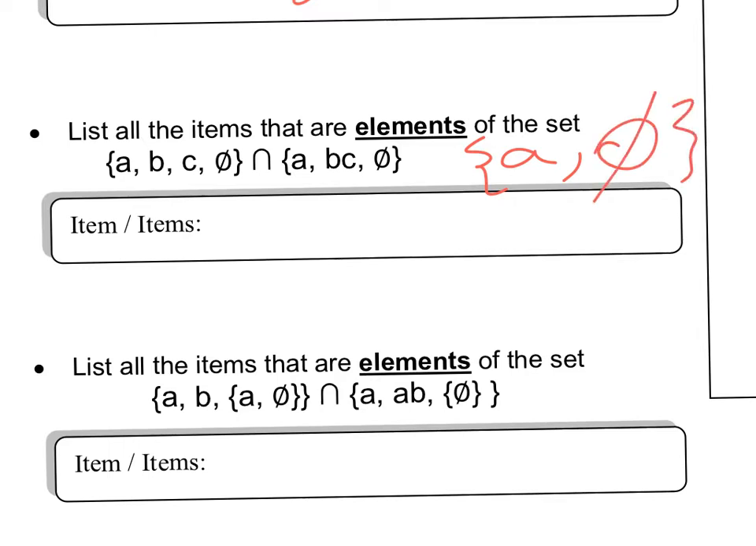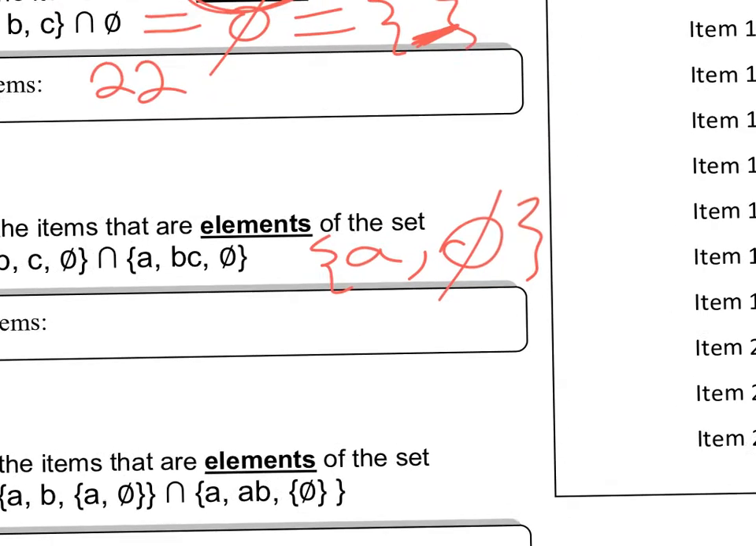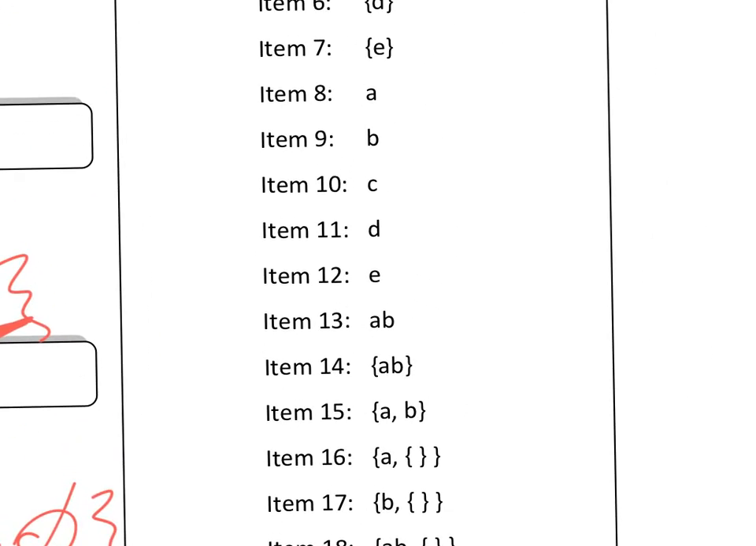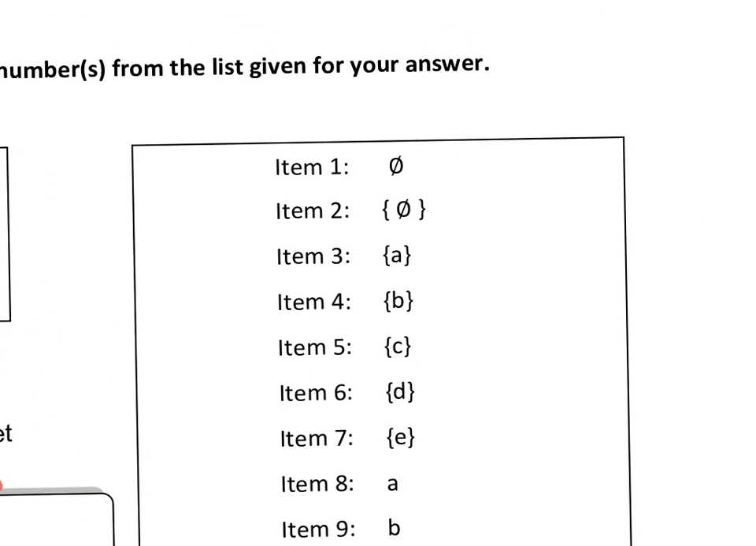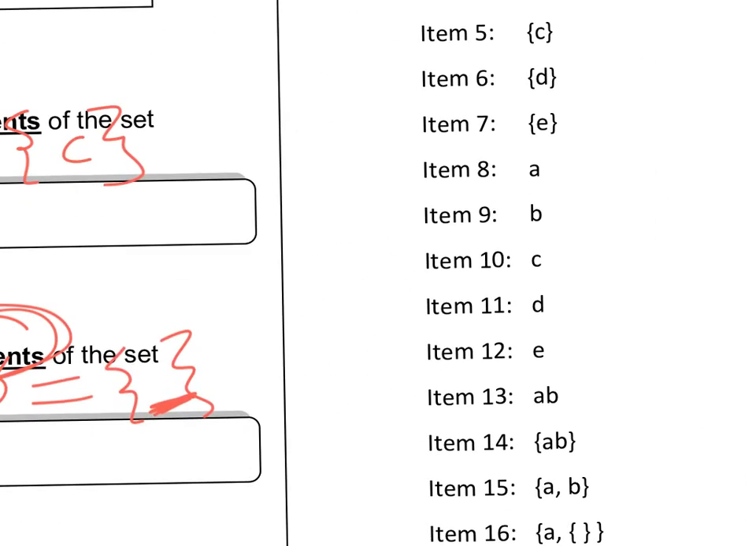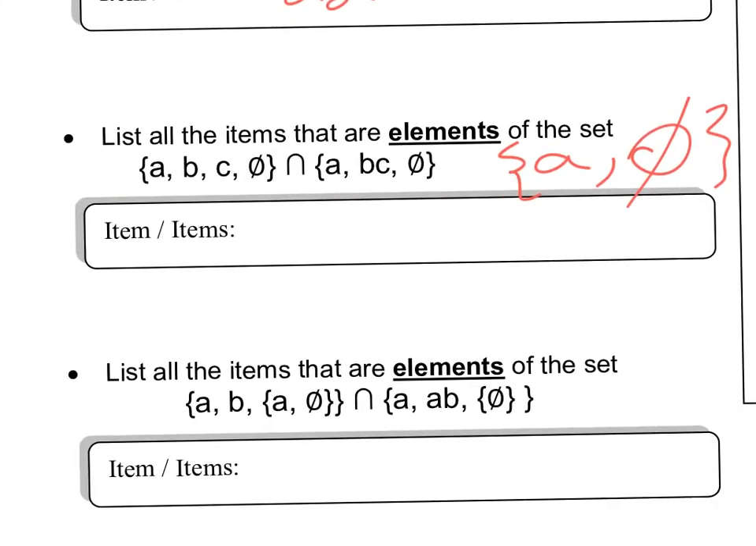So now we have to say the items that are in there. If we go look, A and the empty set. So A is item 8, and the empty set is item 1. So our answer is going to be items 8 and 1.